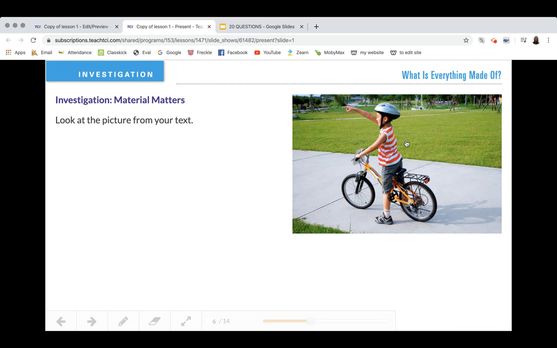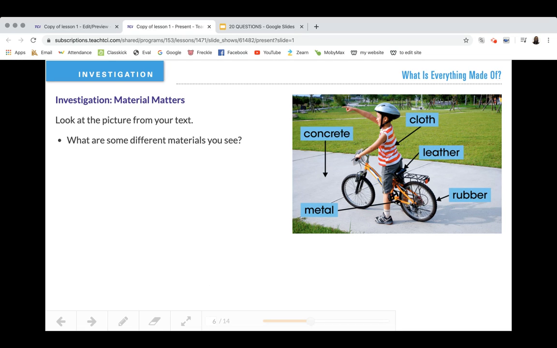All right, so let's keep going here. So look at this material. Look at this picture that we saw from our story. So it says, look at the picture. I can't get it to go. What are some different materials that you see? So we talked about last time how the tires were made of rubber. This part right here is something different. The seat, something different. And his shirt, something different. So this gives us some different materials in the picture. The concrete, the metal part of the bicycle, the rubber tires, the leather seat, and his cloth shirt.